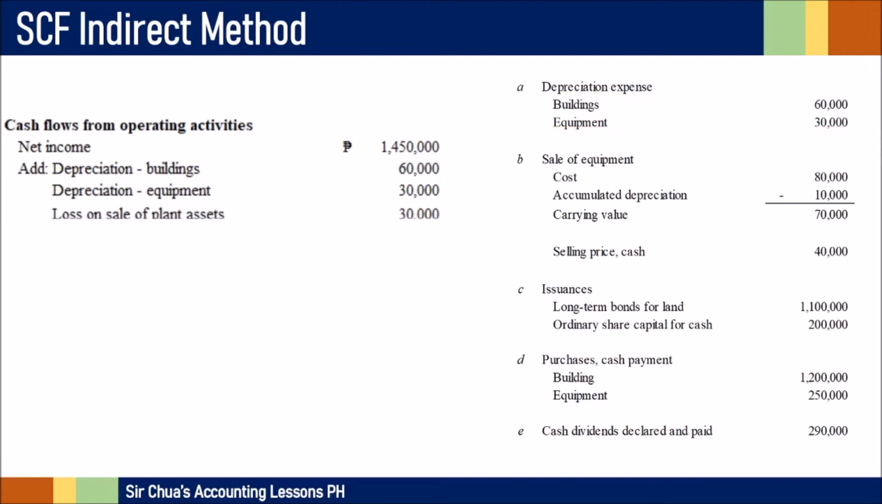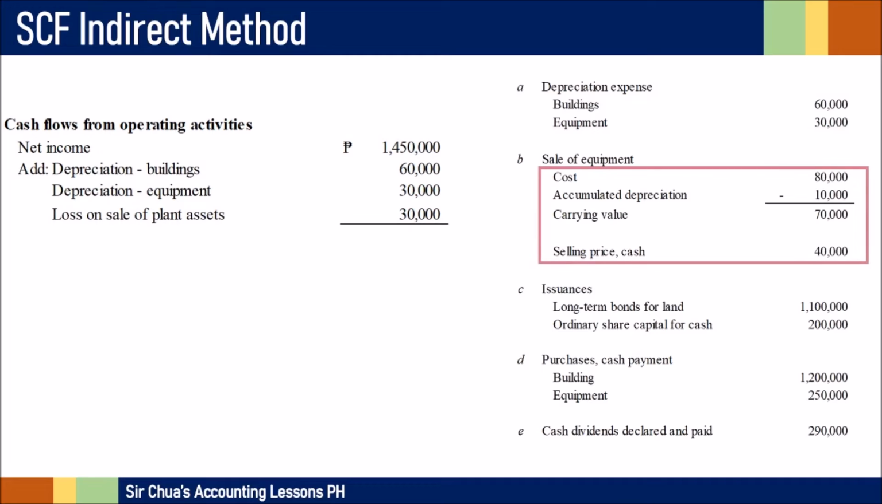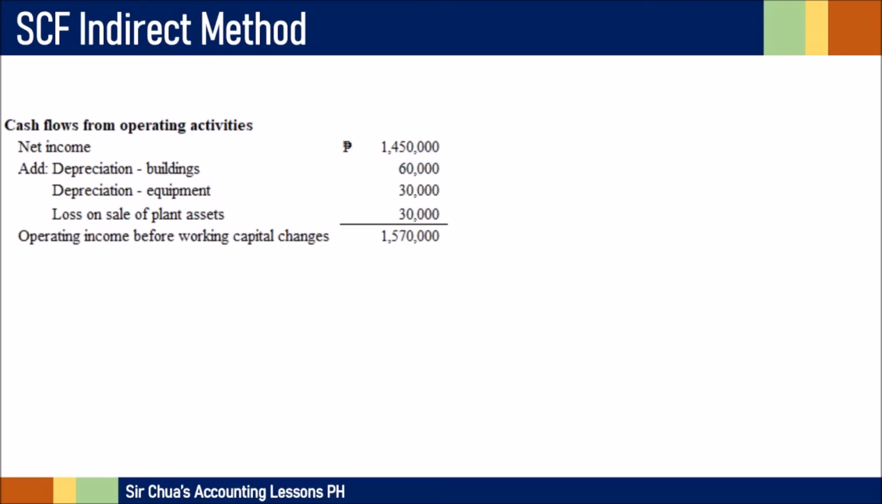And then as you can also see, we have an equipment with a carrying value of 70,000 that was only sold for 40,000. So in the income statement, you can see a loss on sale of plant assets, which is 30,000, and you have that re-added to net income as well. The sum of all of these items that we adjusted from net income is called operating income before working capital changes, or operating income after re-adding or readjusting your non-cash transactions.